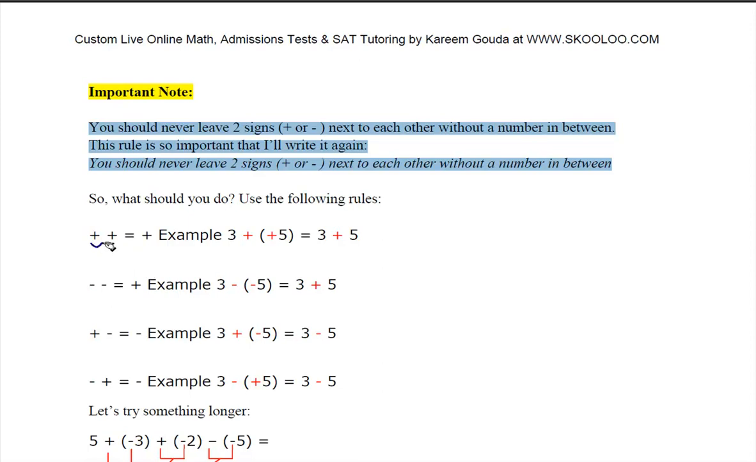So two positives after each other is just a positive. Two negatives is positive. A positive and a negative is negative. A negative and a positive is negative. So if I say 3 plus positive 5, that's just like saying these two pluses become 1 plus, so 3 plus 5. Two negatives next to each other become also a plus. A positive and a negative, or a negative and a positive, become negatives. So let's do this example right here together. Last one.